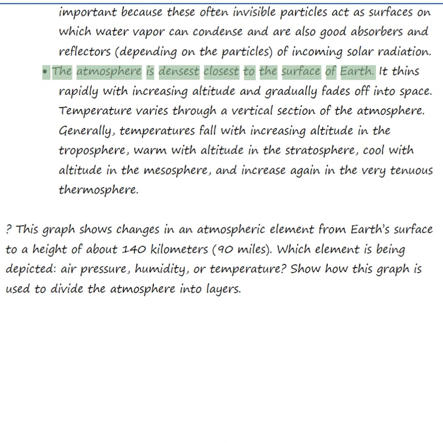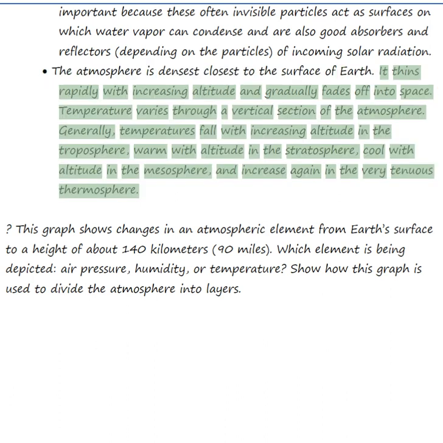The atmosphere is densest closest to the surface of Earth. It thins rapidly with increasing altitude and gradually fades off into space. Temperature varies through a vertical section of the atmosphere. Generally, temperatures fall with increasing altitude in the troposphere, warm with altitude in the stratosphere, cool with altitude in the mesosphere, and increase again in the very tenuous thermosphere.